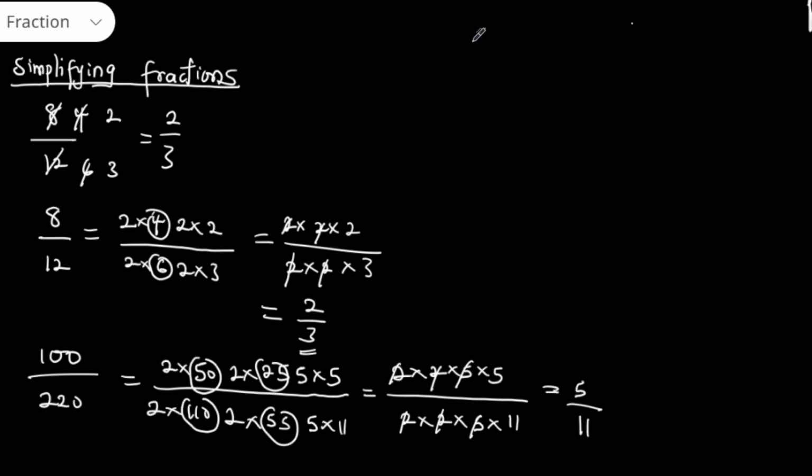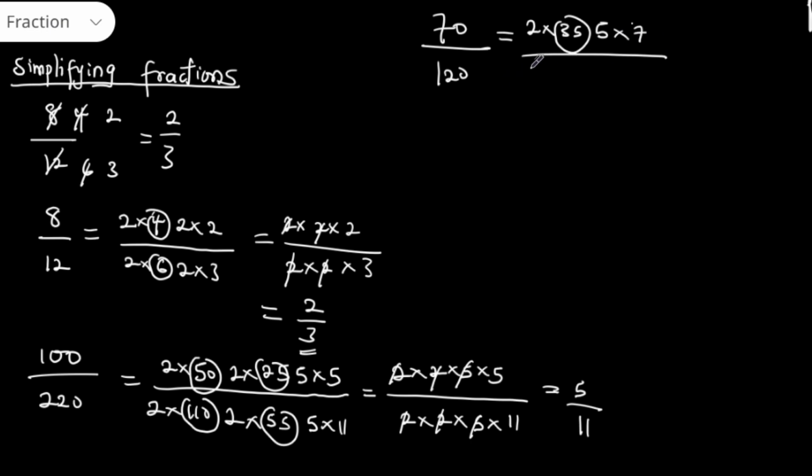I'll do one more. If we have 70 over 120, 70 is the same thing as 2 times 35, right? We can further split 35, so we'll go ahead. 35 is the same thing as 5 times 7. So we can no longer split 5 and 7, so that is it.